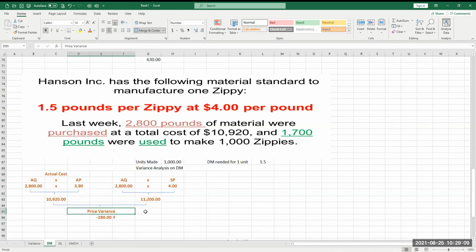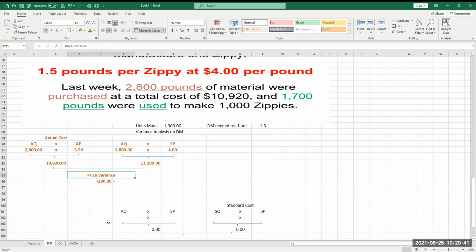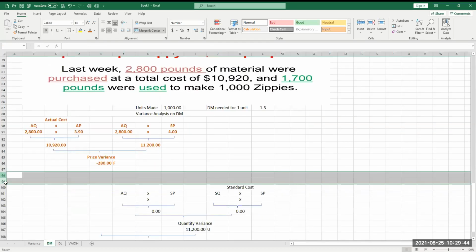Now for the quantity variance, I cannot use the numbers related to the purchase of materials. For the quantity variance, I have to use the numbers related to the material actually used to make something, right? So that's why, for the price variance, we use the information for the purchase. For the quantity variance, we use the information for the production. In that case, we're going to move here.